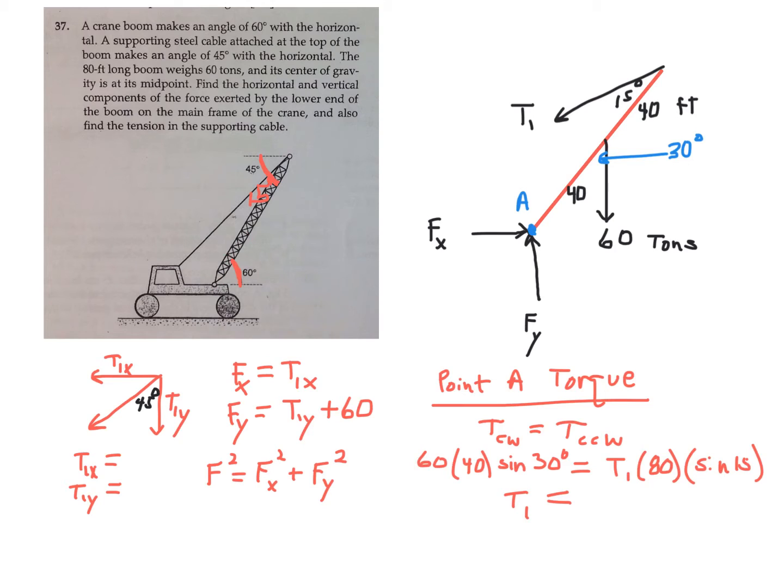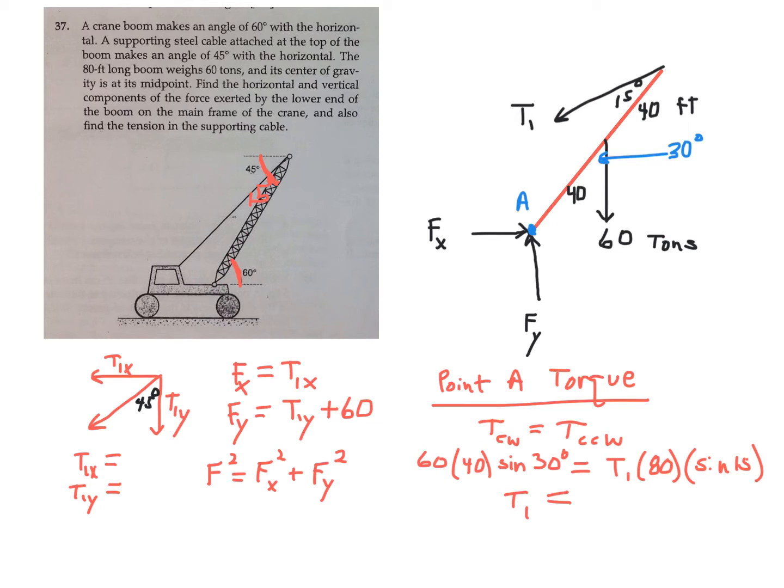The crane itself, the boom, is 60 tons, and it's a uniform crane, so that's in dead center, 40 feet from each end. This is 40 feet here. I couldn't fit the feet in there. 40 feet from point A to there, and 40 feet from there to the end of the crane, 80 feet total. The crane weighs 60 tons. That's a force, that's a weight, so you can leave this in tons. So the answers will come out in tons.